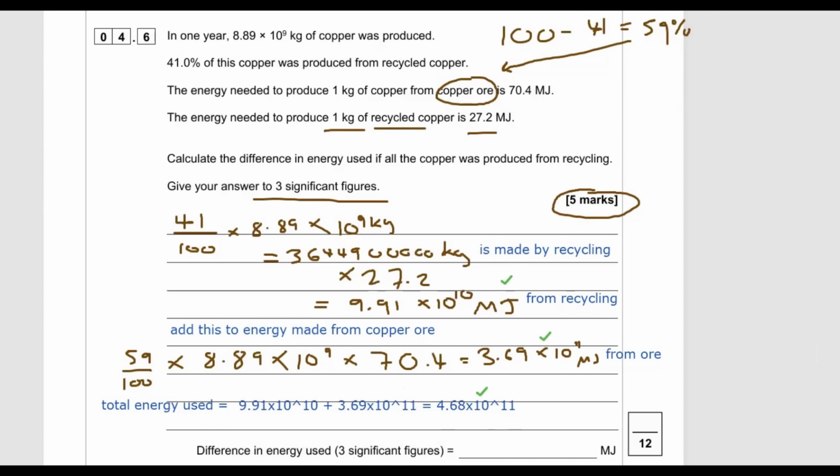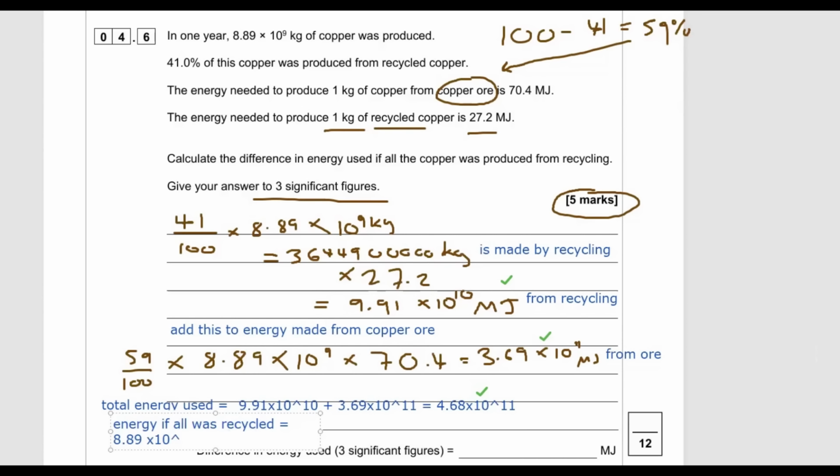Now that we know that, we have to imagine that they did the same year, but they only used recycled copper. So now what we need to do is find out how much energy would be used if they just did recycled copper. So if they just did recycled copper, we'd do 8.89 times 10 to the 9. This is an easy bit.